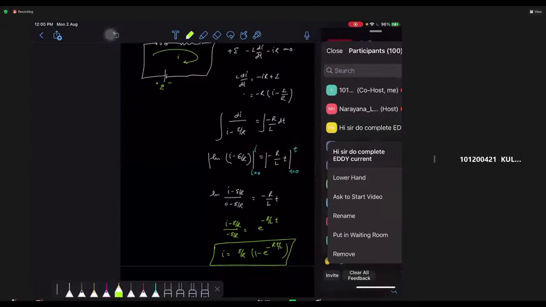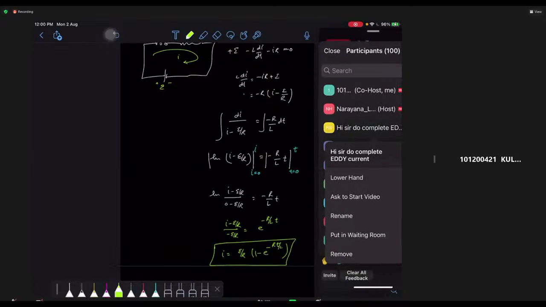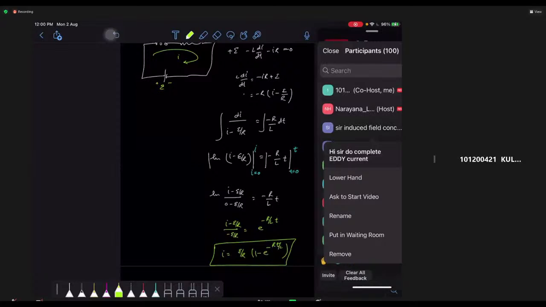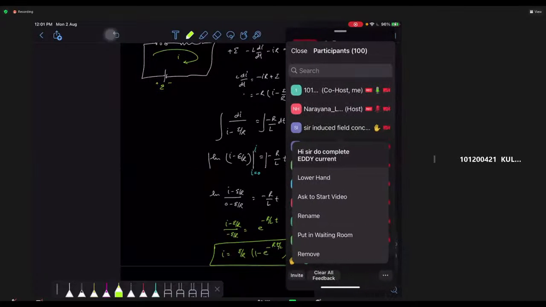Regarding the eddy current, I want to tell you that eddy current is not a topic. It's just a simple one-line topic. There is no formula for the eddy current in our syllabus. No problems are there on the eddy current in the syllabus. The eddy current is not at all a topic. It's just a simple 2-line topic. I will tell you, and you can read from the book also.